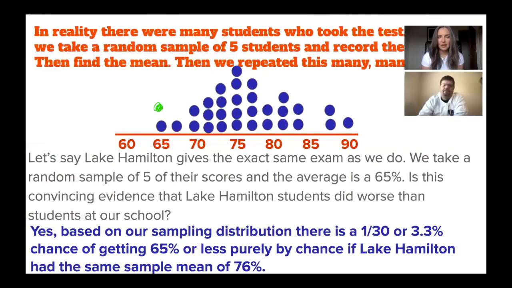All right? And so your answer to a question like this, guys, sounds something like, yes, based on our sampling distribution, there is a 1 in 30 or 3.3% chance of getting 65% or less purely by chance, like we did just right here. Because purely by chance means what, Mr. Bobby? Just by dumb luck. This could have happened, but it would only have happened by dumb luck, in Mr. Bobbyisms, only 3% of the time.